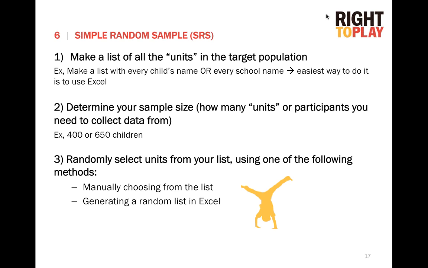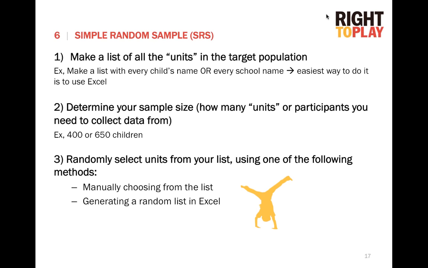And I would recommend using Excel rather than Word for this. And I'll explain more about that in a little bit. The second thing you need to do is determine your sample size. So how many units or participants or schools do you need to collect data from? For example, in the Right to Play guidelines, we're aiming for 400 to 650 children, depending.